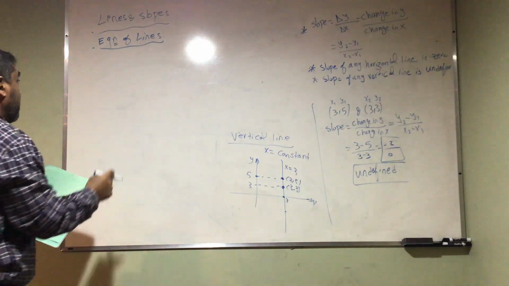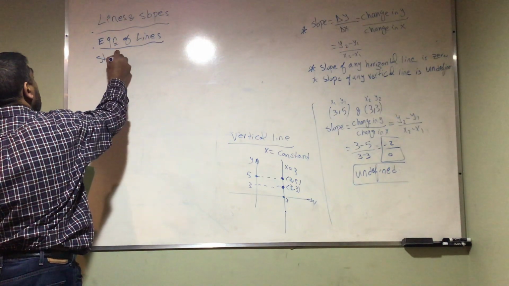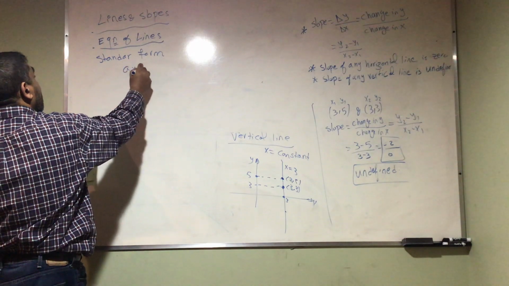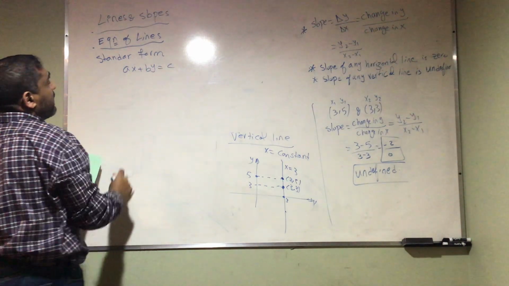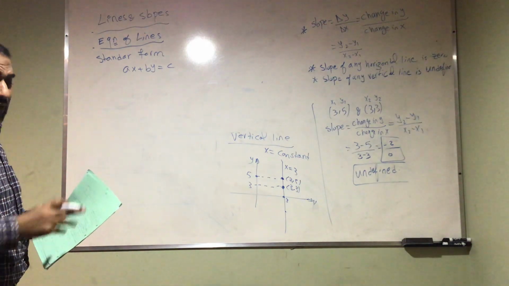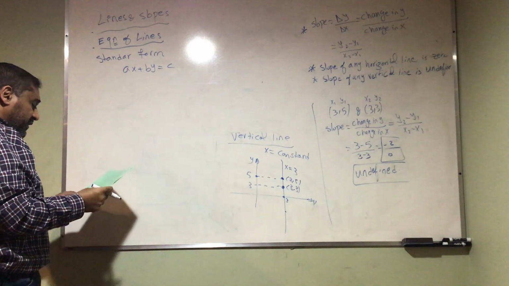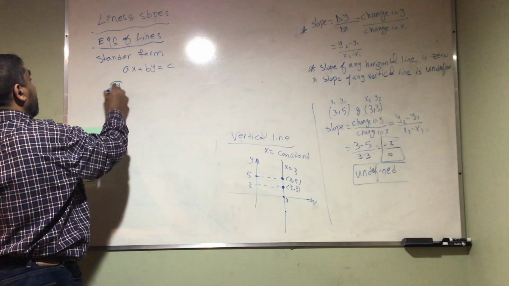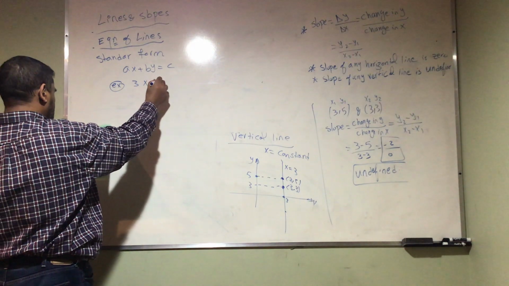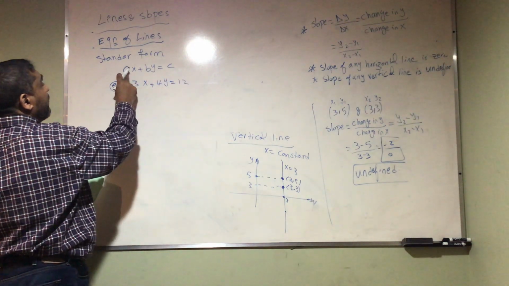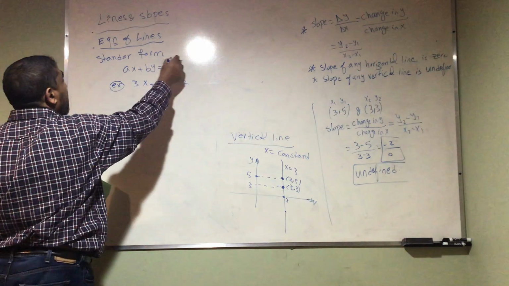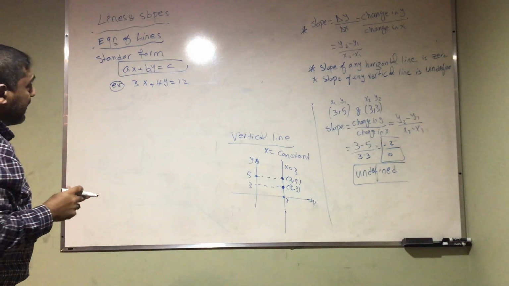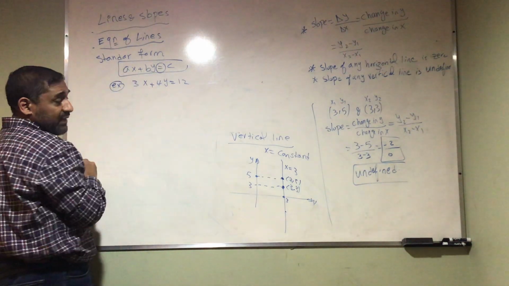So here, what is the standard form? The standard form for the equation of the line is ax plus by equals constant c. So what is your a, what is your b, what is your c? Just real numbers. That is the standard form. For example, you could have 3x plus 4y equals 12. So your a here is 3, your b is 4. That is the standard form of the equation of a line. As you can see, it is called an equation because you have an equal sign.